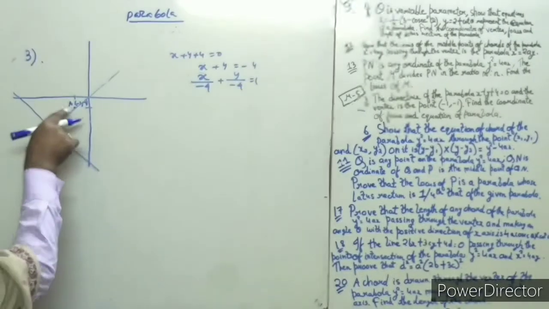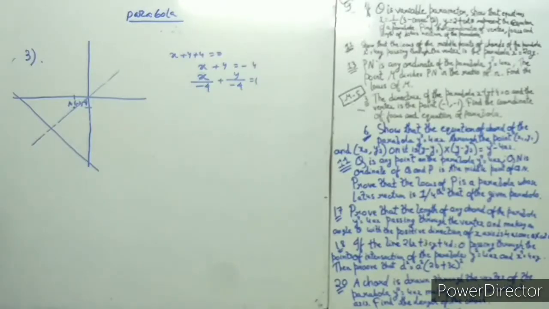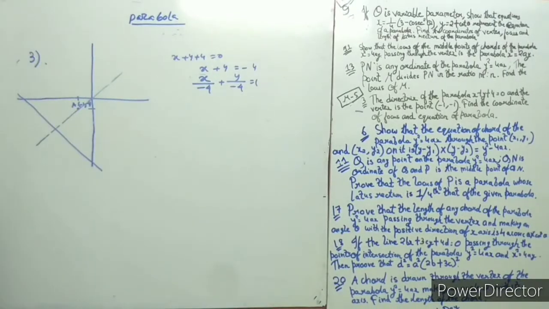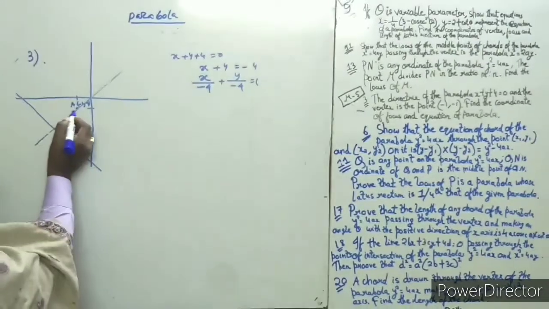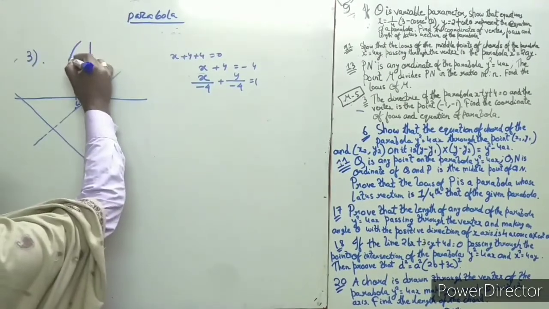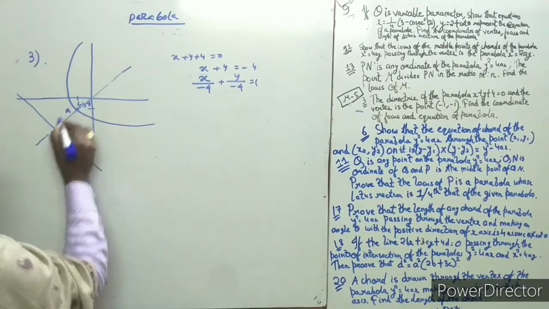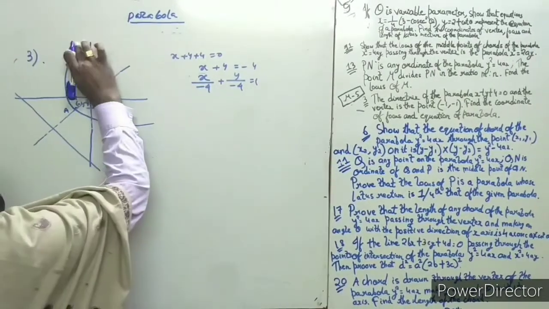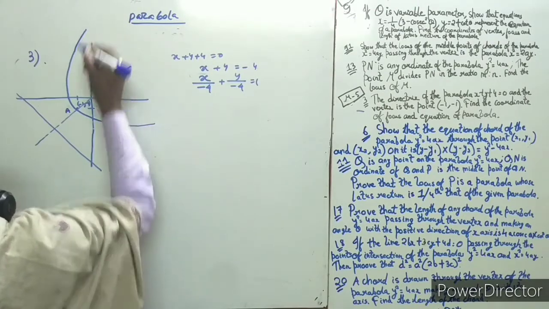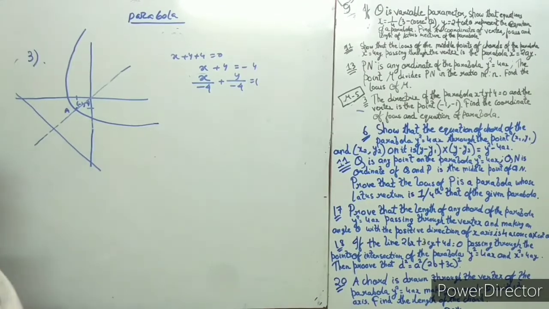Now through the vertex (minus 1, minus 1), these lengths are equal. So you can easily draw the axis of this parabola through the vertex and the origin (0, 0). If the vertex is this and the directrix is here, then the curve follows this pattern. See carefully, it is very easy, but if you copy it from this drawing it looks tough. You can easily draw it in your copy.